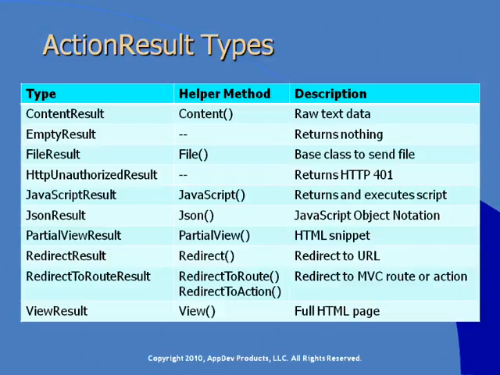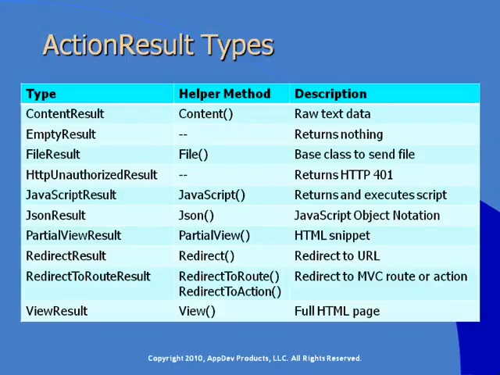You can also redirect to a route result, and there's actually a couple helper methods associated with that result: the redirect to route and redirect to action. The redirect to route allows you to use the name of a route that you've defined within the global file in order to redirect the user to a specific location. And then you can also redirect the user to a specific action method.